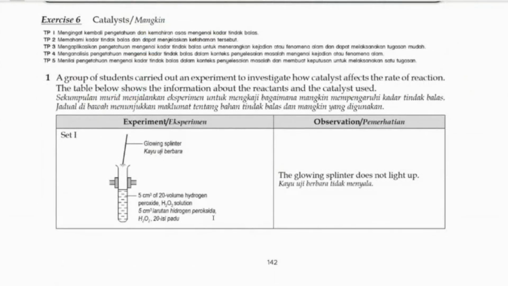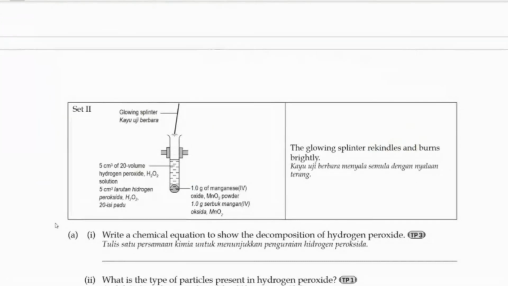Okay, 5 cubic centimeter of 20 volume of hydrogen peroxide. We put in the glowing splinter. It does not light up. The glowing splinter does not light up. This is for set 1. In set 2, here we put in manganese(IV) oxide, so this one actually acts as the catalyst. Once you put in this one and put the glowing splinter here, the glowing splinter rekindles and burns brightly.